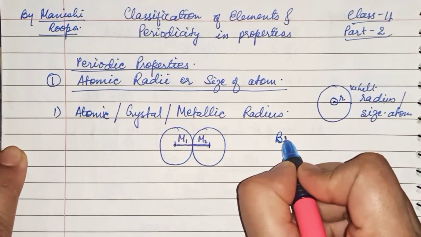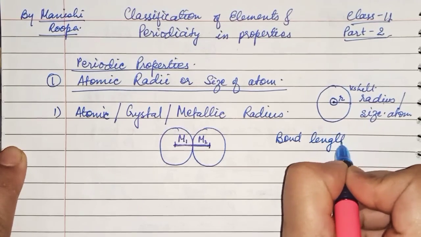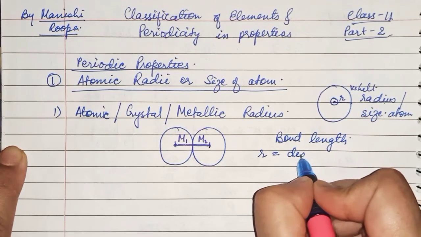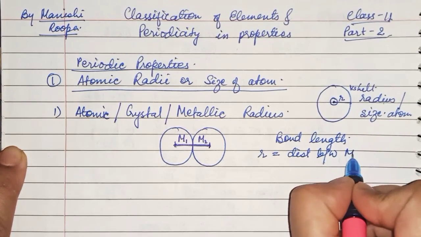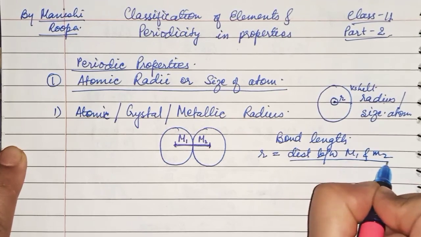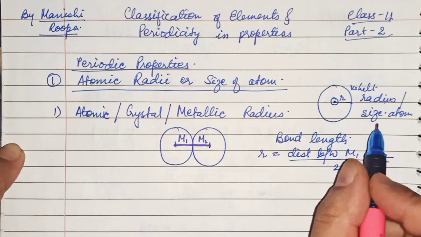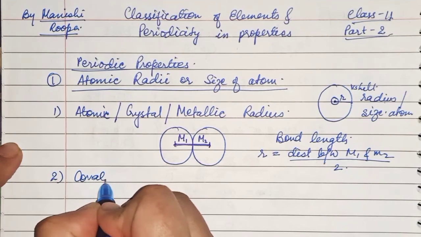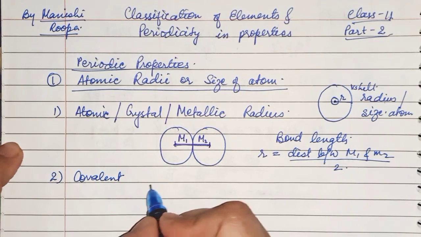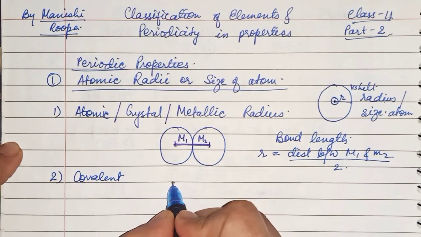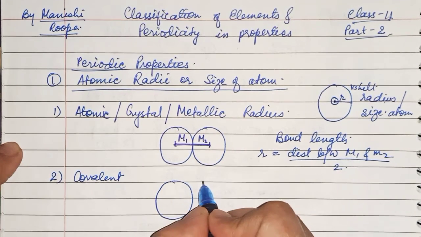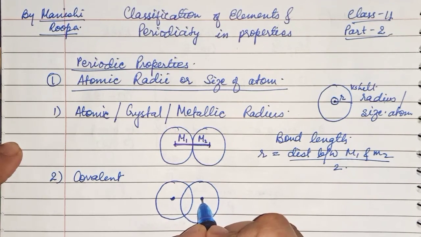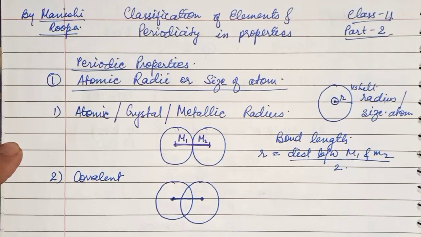You can say that this is the bond length, meaning this distance r is equal to the distance between M1 and M2 upon 2. Okay, this will give you the bond length. The second type of radius is covalent. When a covalent compound is forming, there will be sharing of electrons, and this sharing is overlapping of atoms. So here this distance is the bond length.